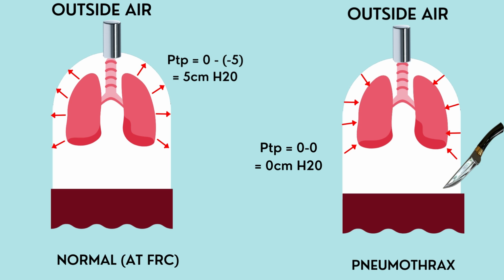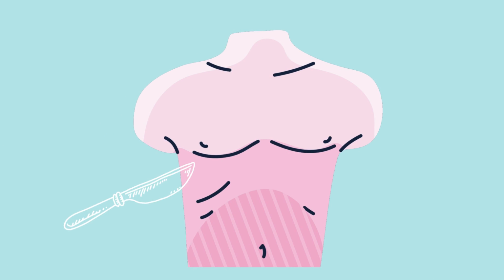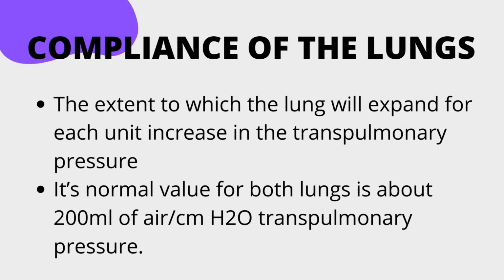So the transpulmonary pressure is 0 centimeters of water, and now this is less than 5 centimeters, so it's a net force trying to collapse the lungs. So this is what happens in pneumothorax. This is why the lungs tend to collapse when you have a stab wound or any other kind of trauma to the chest wall. Now we will focus a bit more on the characteristics of the lung itself.